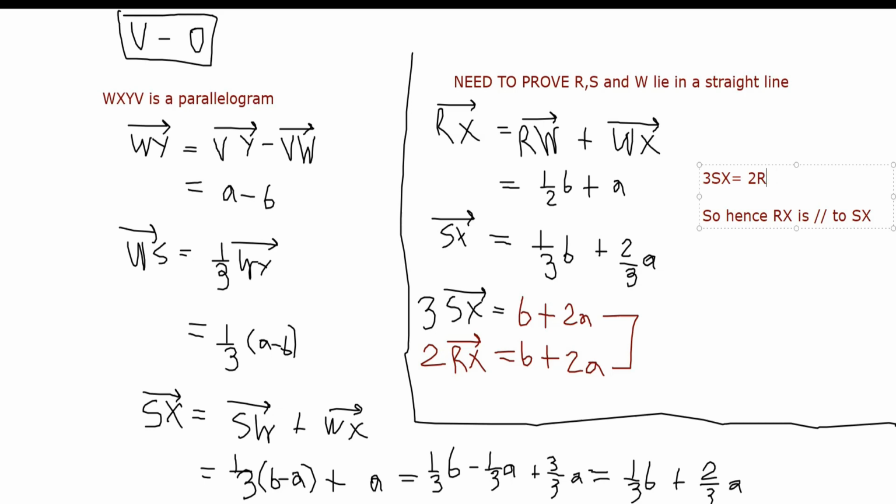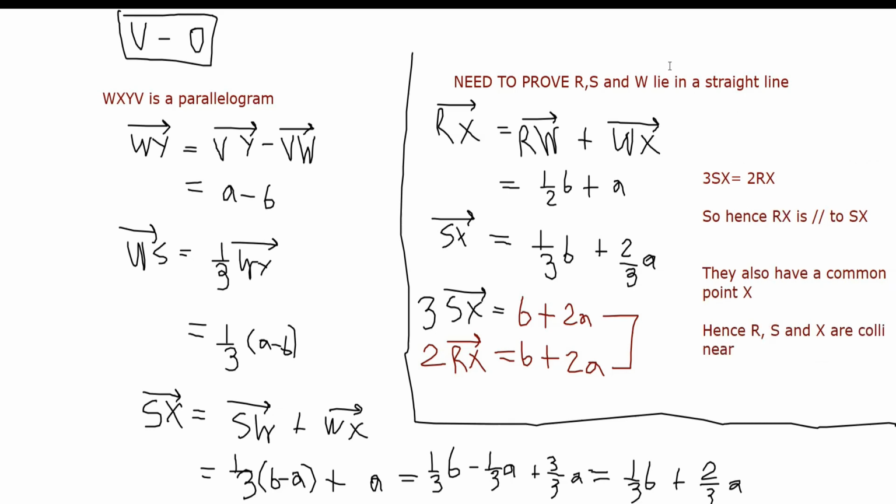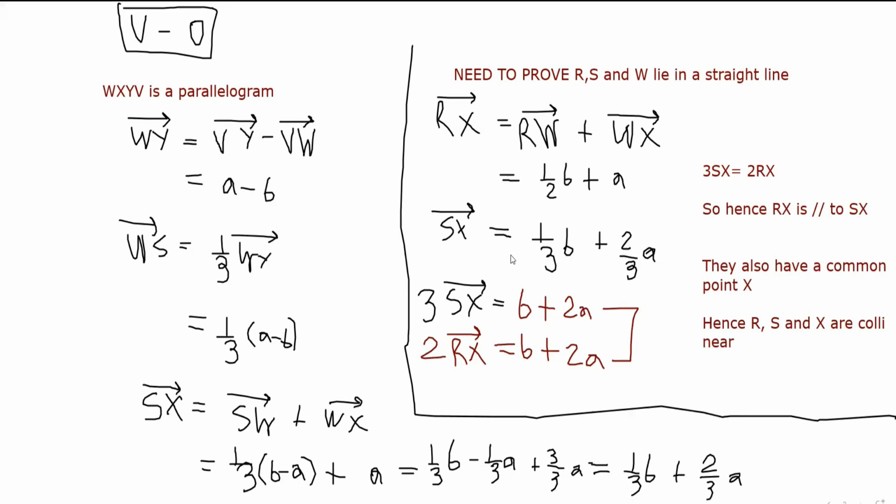RX is parallel to SX. Now, they also have a common point, and that common point is X. And so that means, hence, R, S, and X are collinear. I really hope we're getting the hang of collinear. It's really not that bad. Nice. That's that right there.